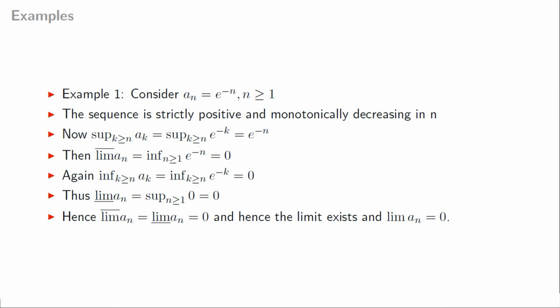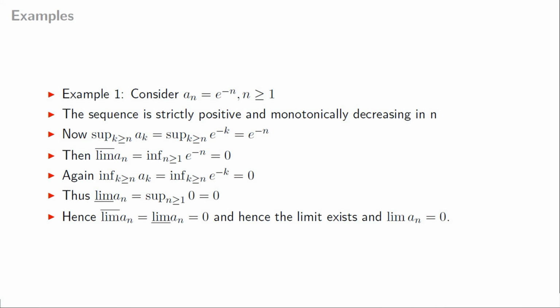Again, the infimum of a_k for k greater than or equal to n is nothing but the infimum of e to the power minus k for k greater than or equal to n, which is again 0. Thus the limit inferior in this case is also 0. Since we get the limit inferior and limit superior both finite and both 0, that is equal, we observe that the limit exists, and this limit is given by the limit of a_n equal to 0.